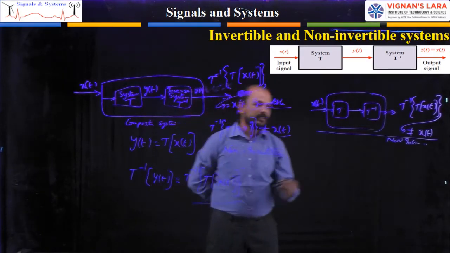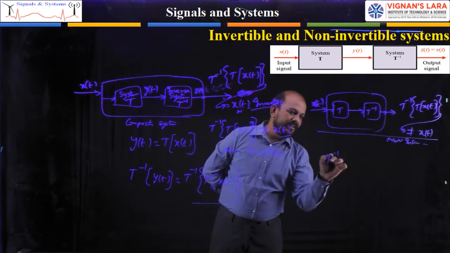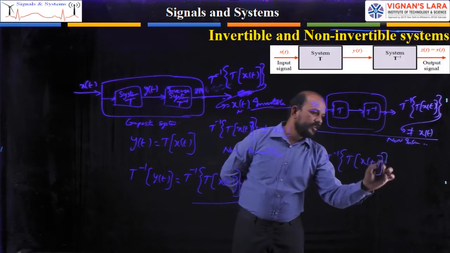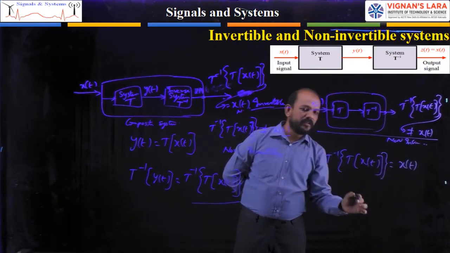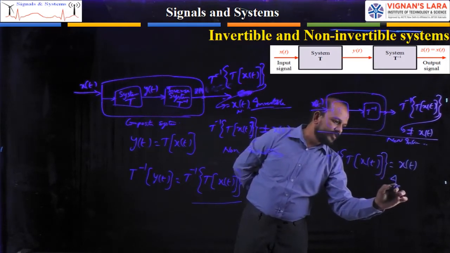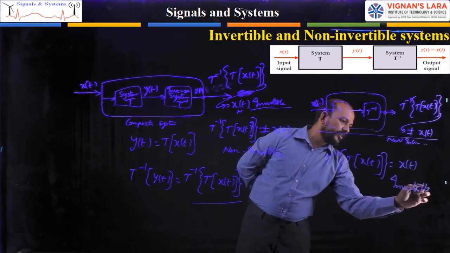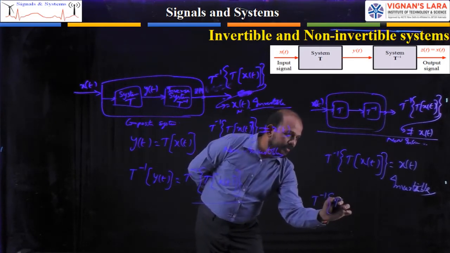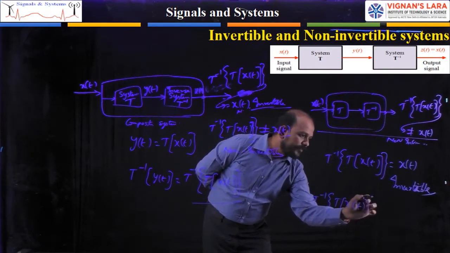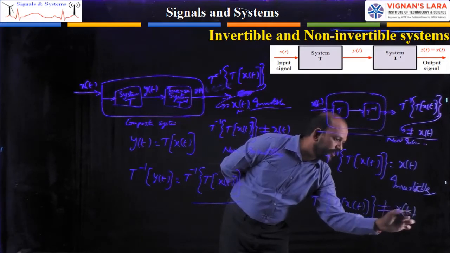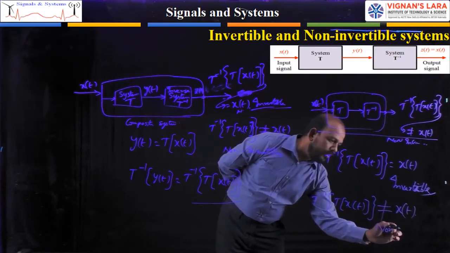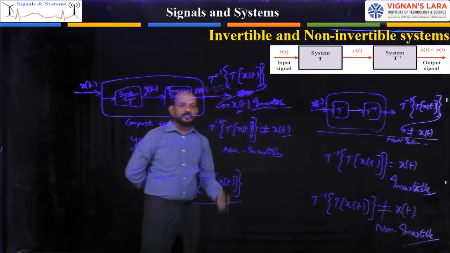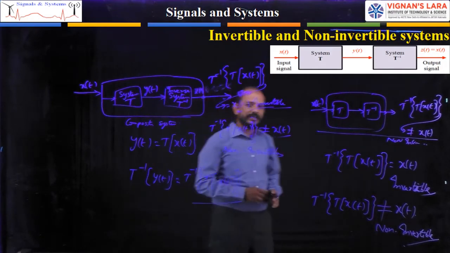Finally, in the equation format: if the inverse transformation of the transformation of x of t is equal to the input x of t, then I can say this is an invertible system. If the inverse transformation of the transformation of x of t is not equal to the input x of t, then I can say the system is non-invertible. So this is regarding invertible and non-invertible systems.